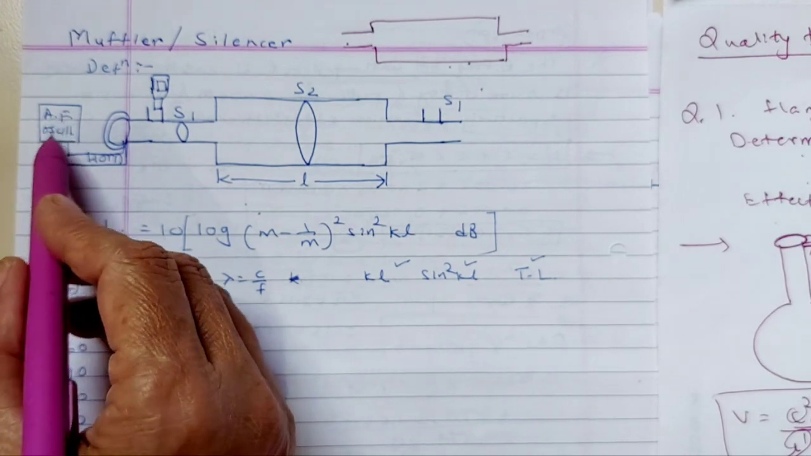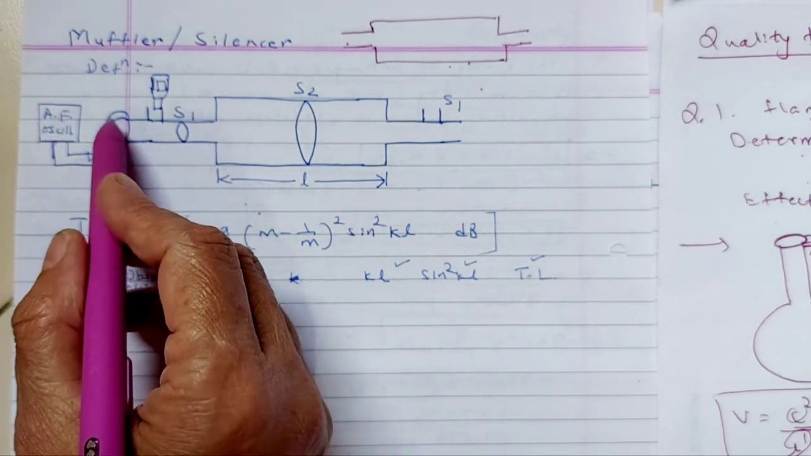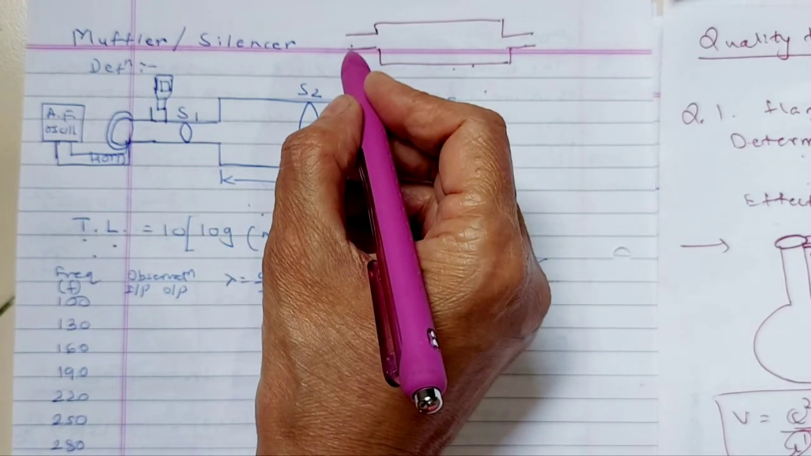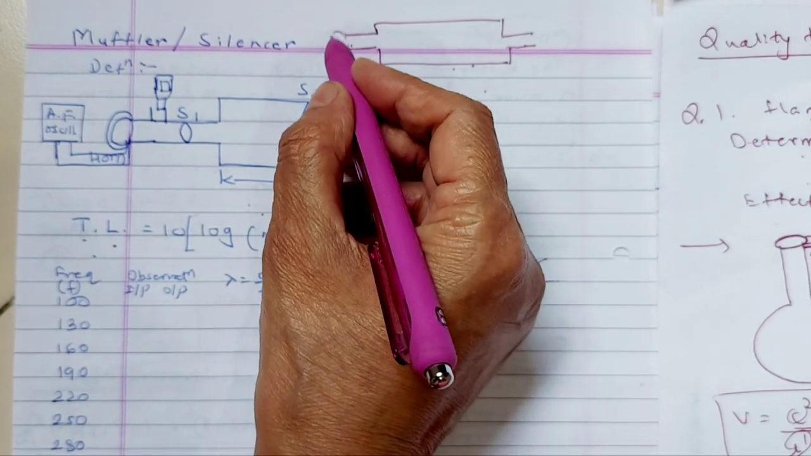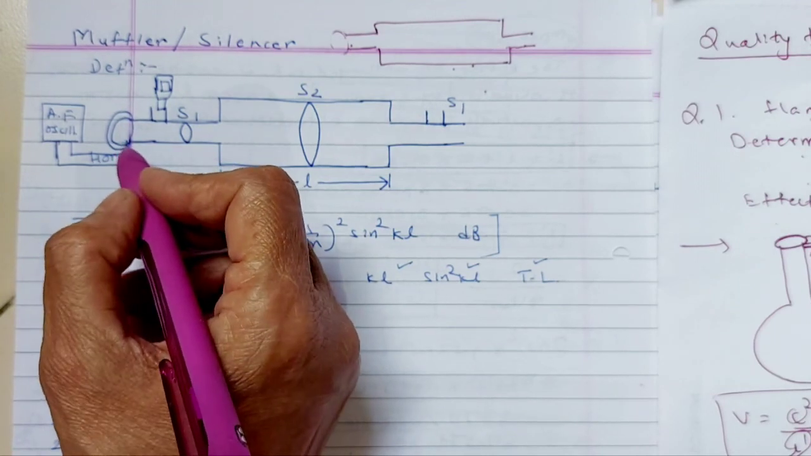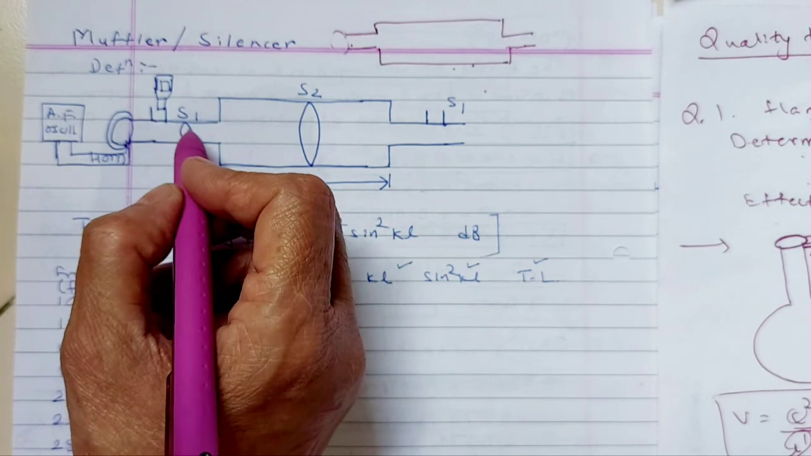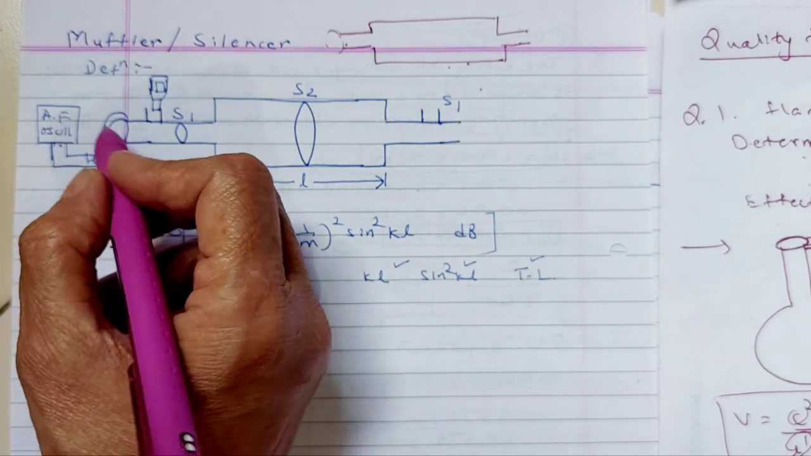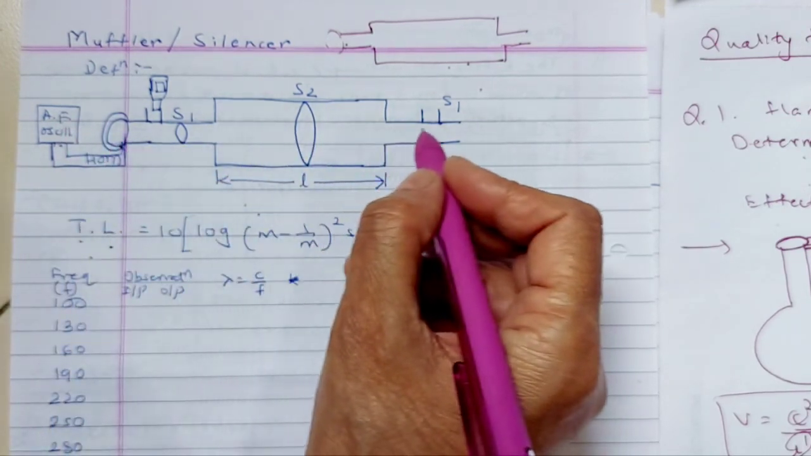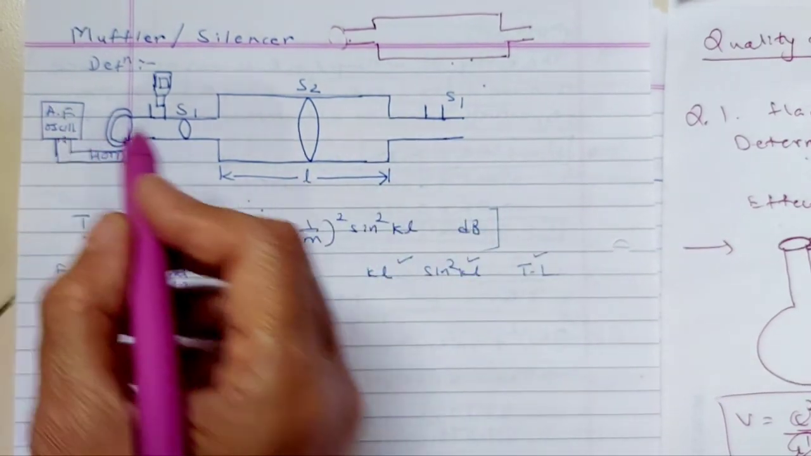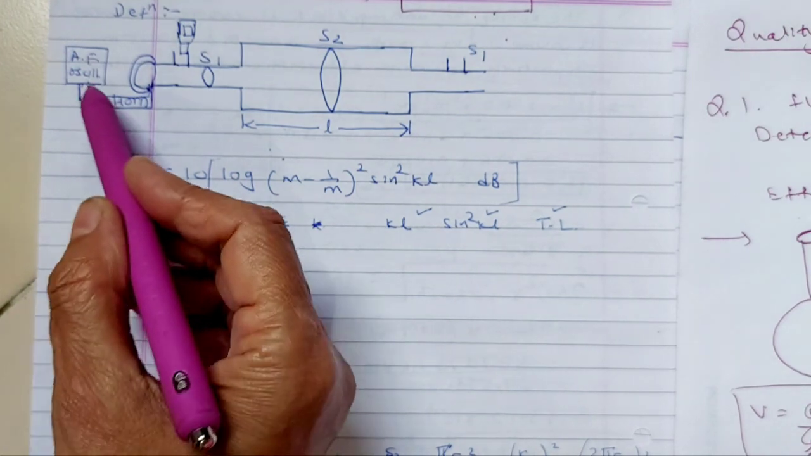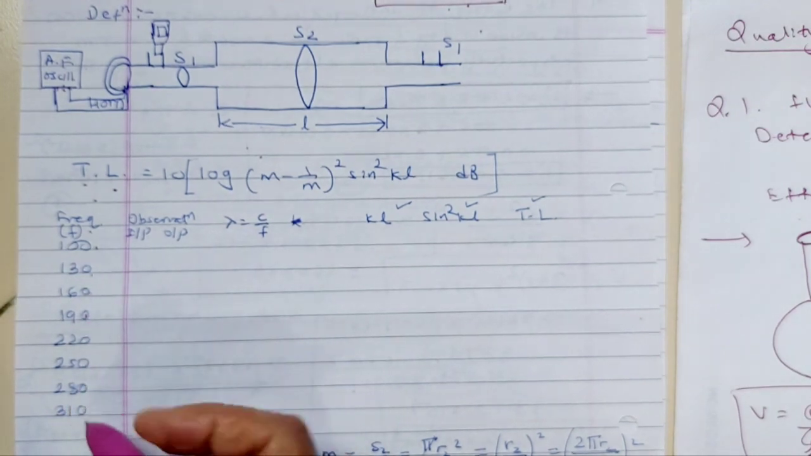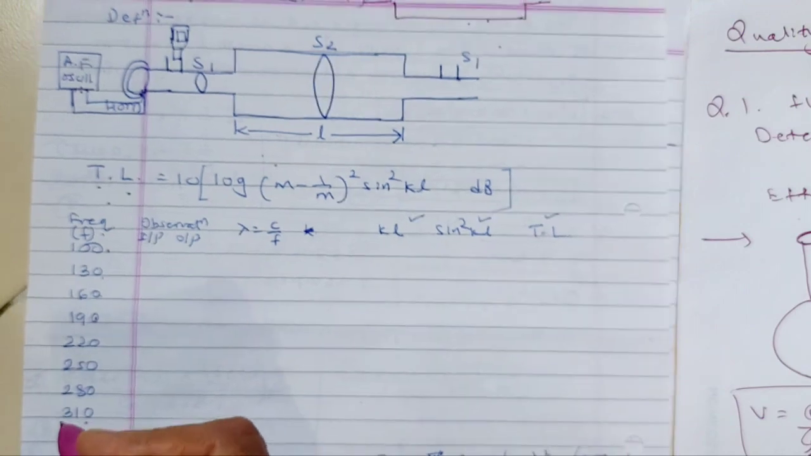For this you need the audio frequency oscillator, which is connected to this horn driver unit. The horn driver unit will fit properly at the inlet. This is the inlet pipe, so you need to place the horn driver unit over here, like I showed. The horn driver unit will not do anything on its own unless you connect the audio frequency oscillator to it. Then only it will be able to generate sound which will pass through this muffler or silencer. The frequency is set on the audio frequency oscillator ranging from 100 Hertz, 130, 160, 190 and so on till 310 Hertz. Clear? Input job is done.